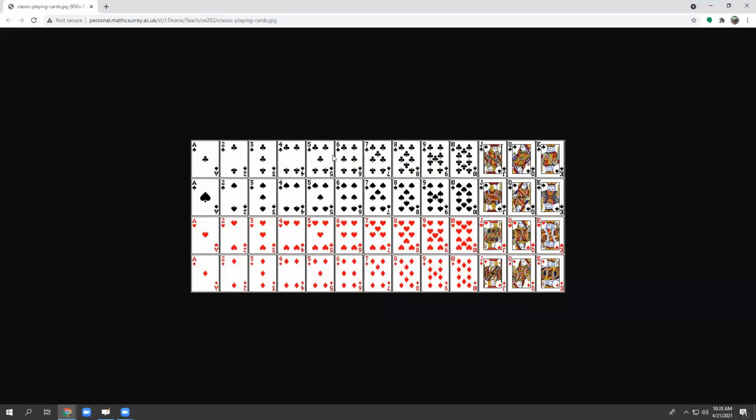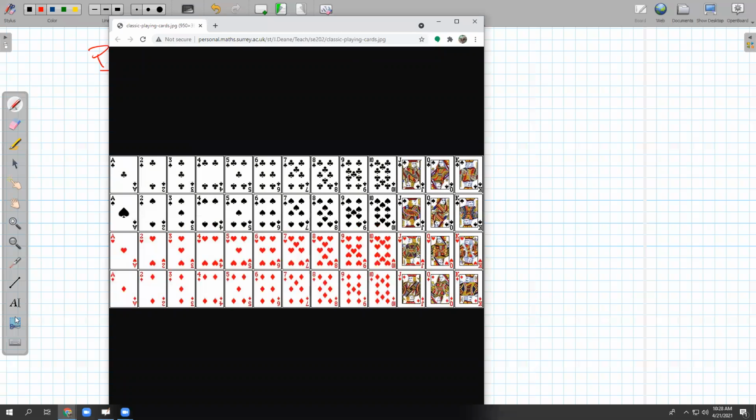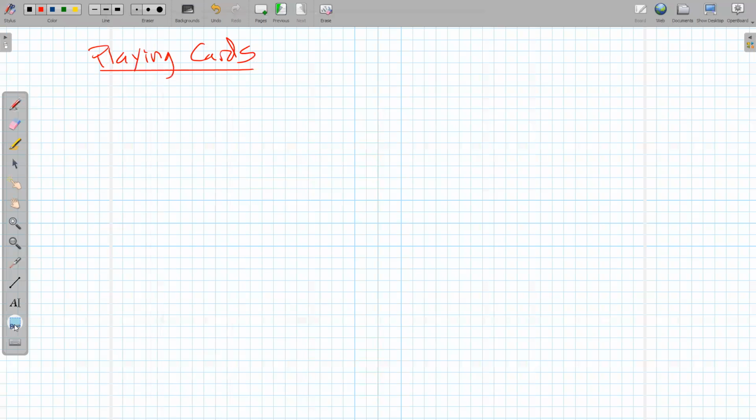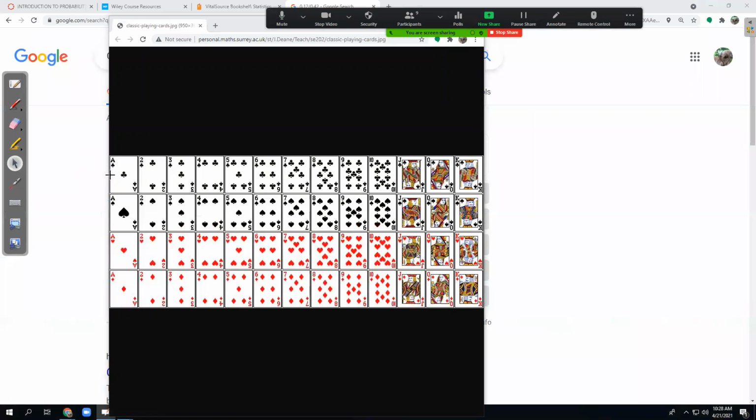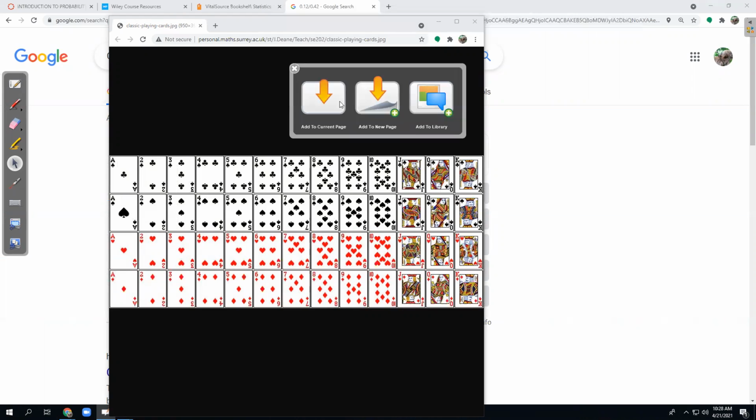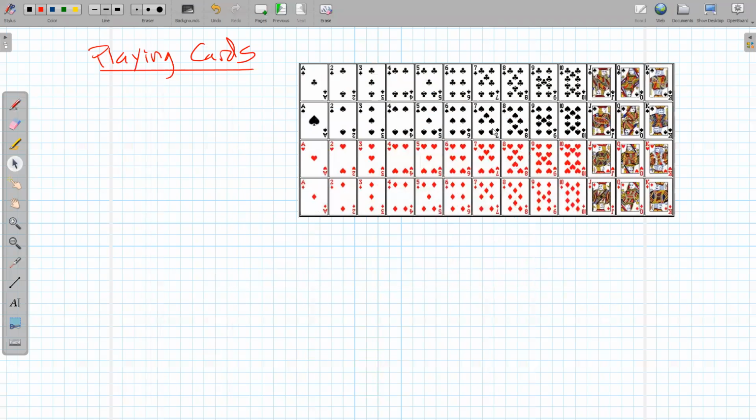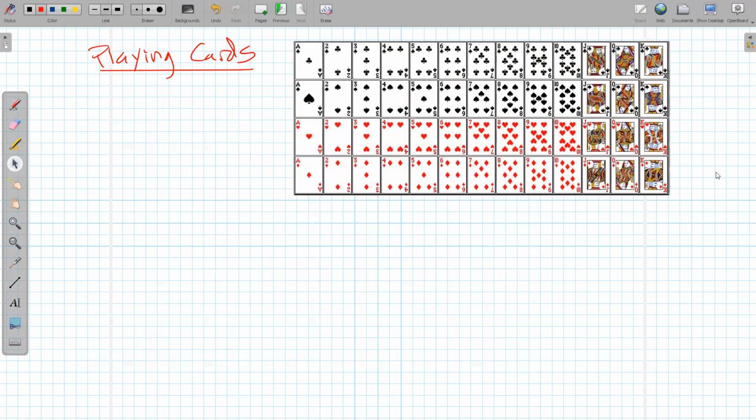So we have face cards. We have number cards. Ace is kind of special. It's used in different ways in different games. But there are 13 cards in each suit, and a suit is either a club, a spade, a heart, or a diamond. So let me screenshot that. Yeah. So we know what we're looking at. So some things to consider here. Let's draw 2 cards.